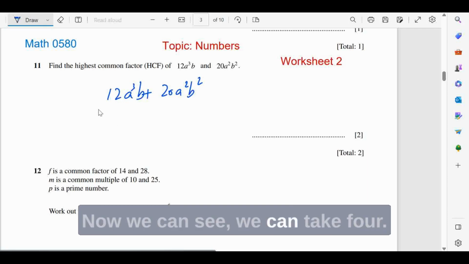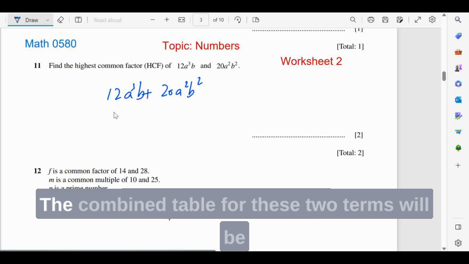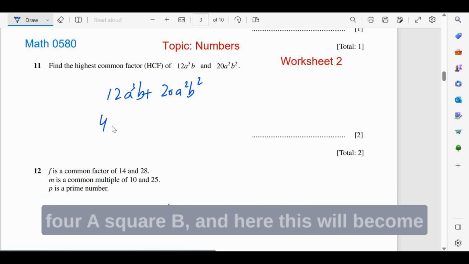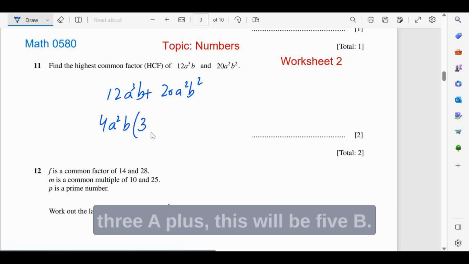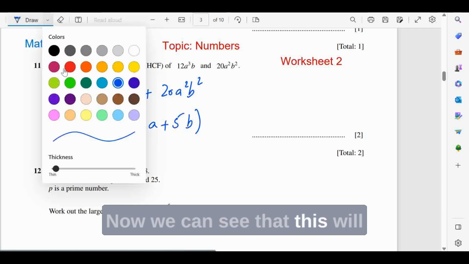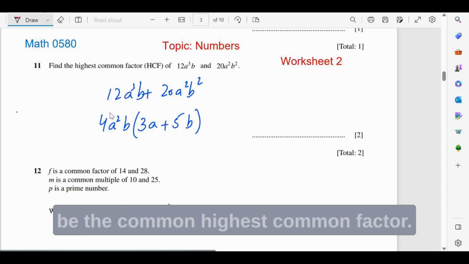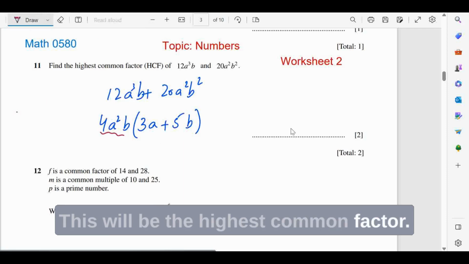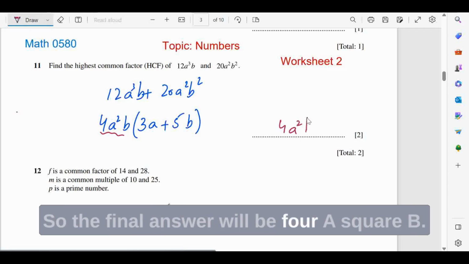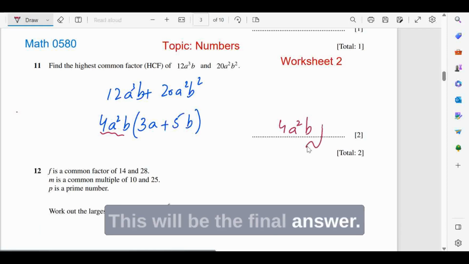Now we can take the common factor for these two terms, which will be 4a square b, and here this will become 3a plus 5b. Now we can see that this will be the highest common factor. So the final answer will be 4a square b.